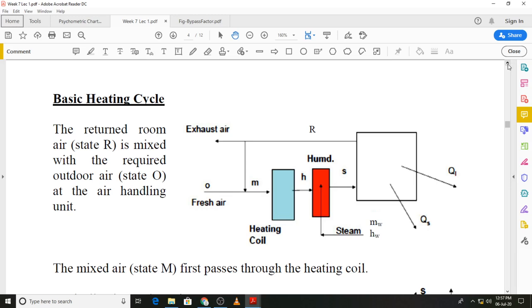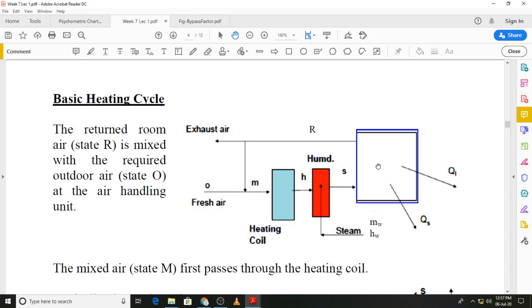First, I will describe the schematic of the heating cycle. You can see that we have the space. This particular part shows the conditioned space in which we want to maintain a certain temperature and humidity ratio, or a relative humidity. Because we are talking about the heating cycle in winter, this space, let's say a room or a building, will be at a higher temperature and humidity ratio compared to the air outside.